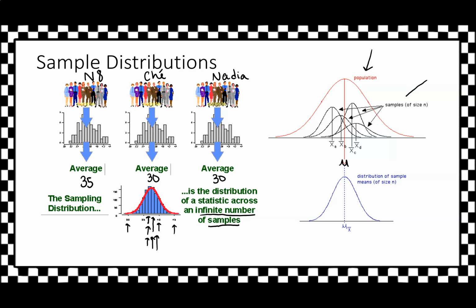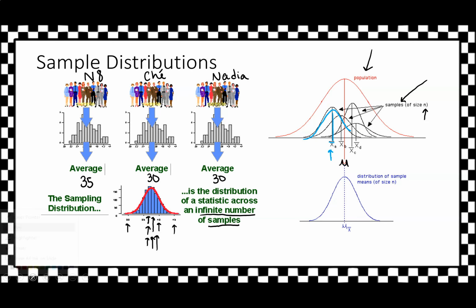Now, these are people who are going out and doing samples. And they're not sampling the entire population. They're sampling maybe n people. In our first example, I said 2 people. In this example, 10 people. But you go out and let's say that Nadia comes back, and this is her sample distribution here, and she gets an average of x bar sub a. She gets this average right here.